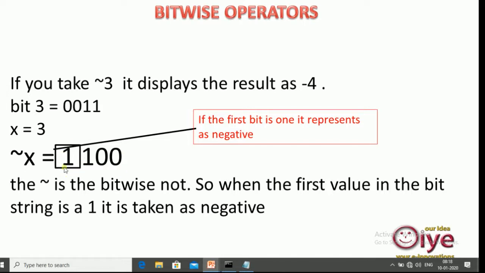In Java, the first bit value 1 is taken as the minus symbol, that is to represent a negative value. That means if a 1 comes first in the result, then it will take it as negative. If a 0 comes, it will take it as positive. The tilde is the bitwise not. So when the first value in the bit string is 1, it takes it as negative. So the result 100 means 4, and this one is minus. So -4. This we will see with one example.